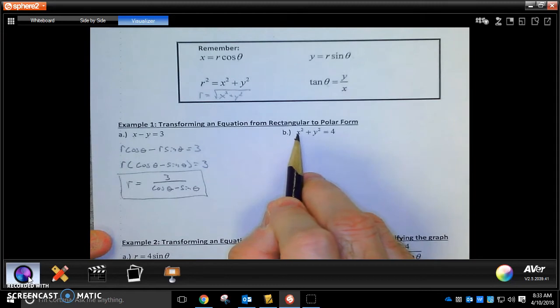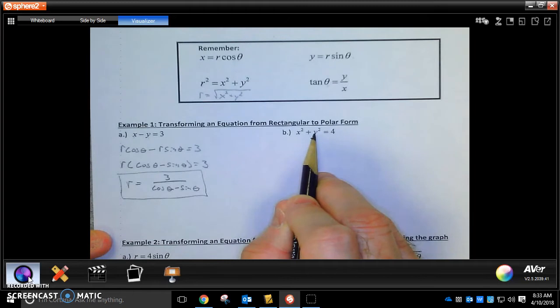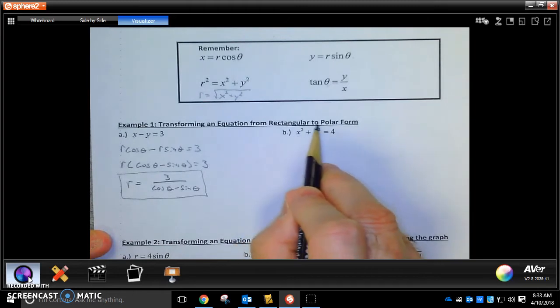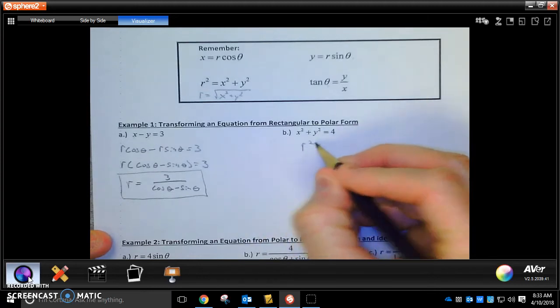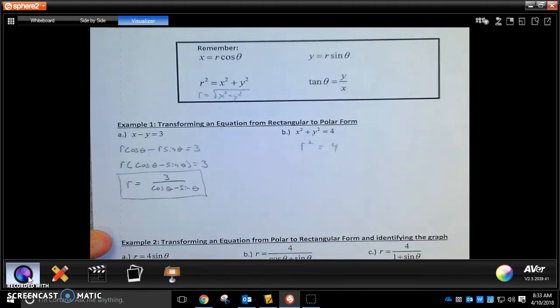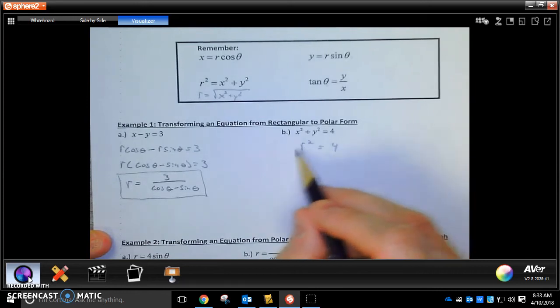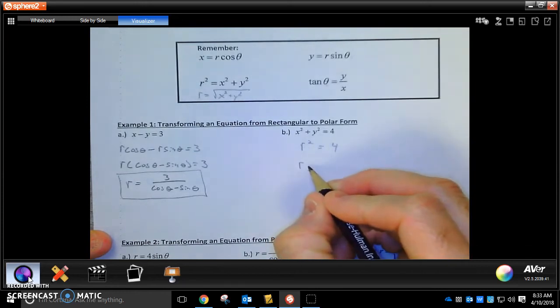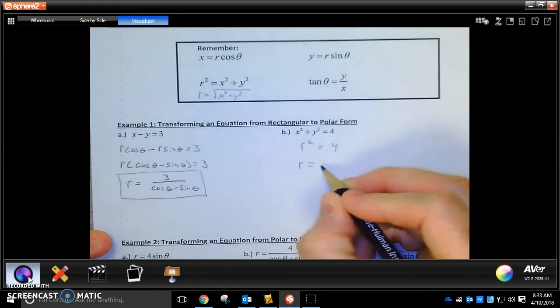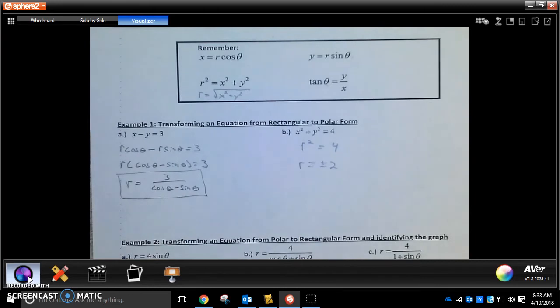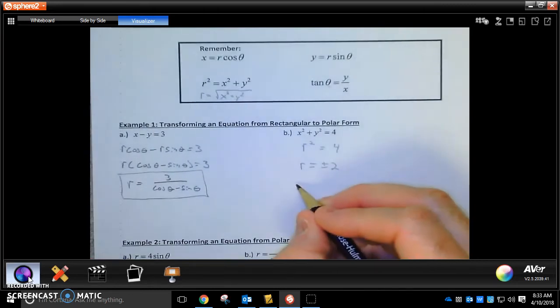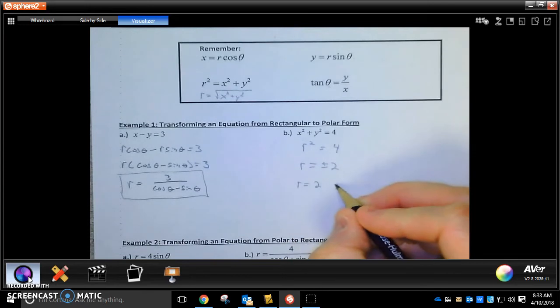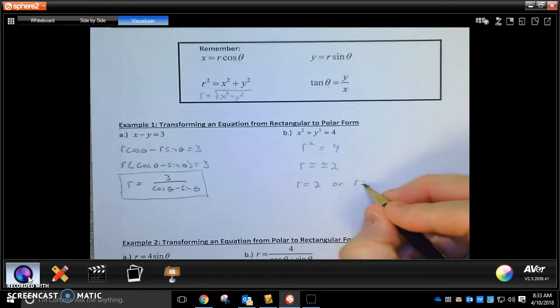Okay? The one over here, this one's actually easier. Do not replace the x with r cosine and the y with r sine. For this one, just take a look at this entire expression, x squared plus y squared. Well, that is equal to r squared. So then, if I just take the square root of both sides, I will get r equals plus and minus 2, square root of 4. So really we have two equations. We have r equals 2, or we have r equals negative 2.